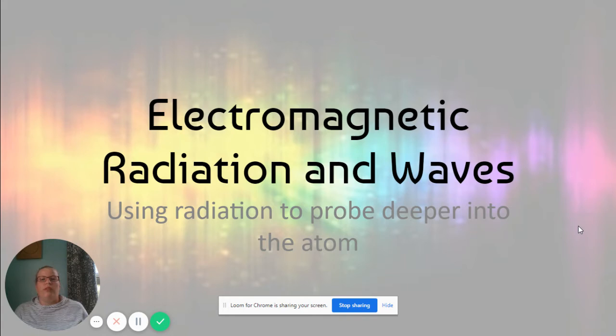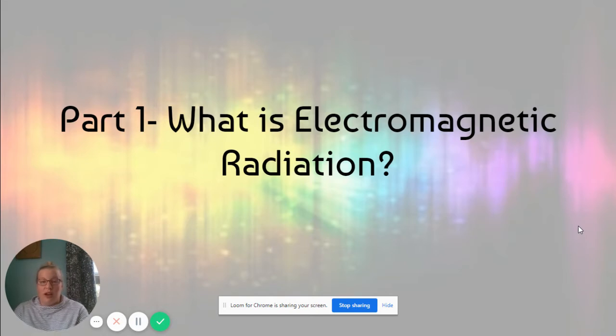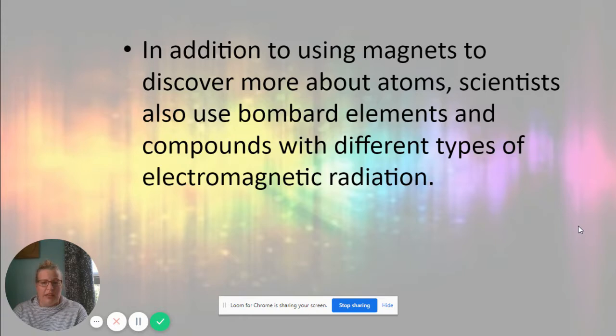The whole idea with electromagnetic radiation and waves is that we talked a little bit about average atomic mass last time. This time, we're going to be talking about using different types of radiation, not a magnet, to probe deeper into the atom. So the first thing we have to talk about, and that's what 1.2a is going to cover, is what the heck is electromagnetic radiation?